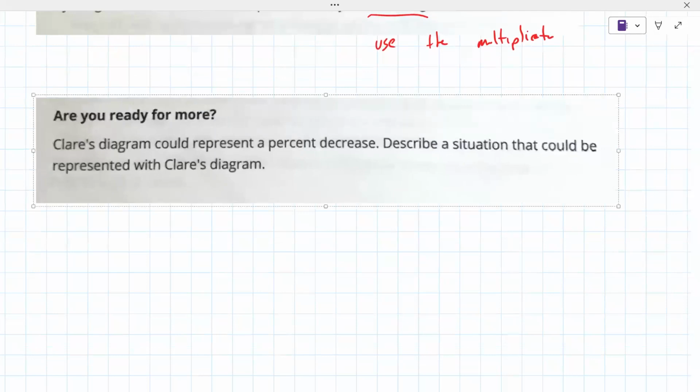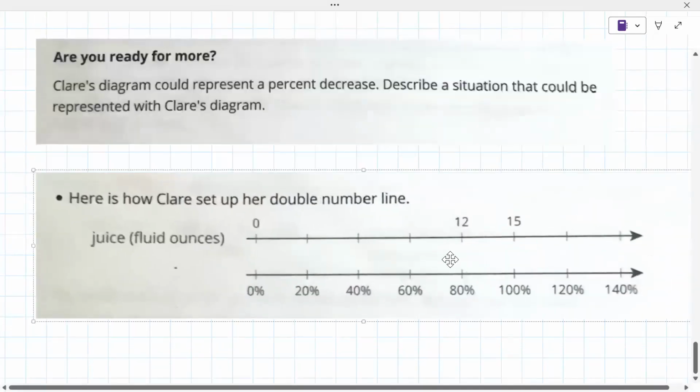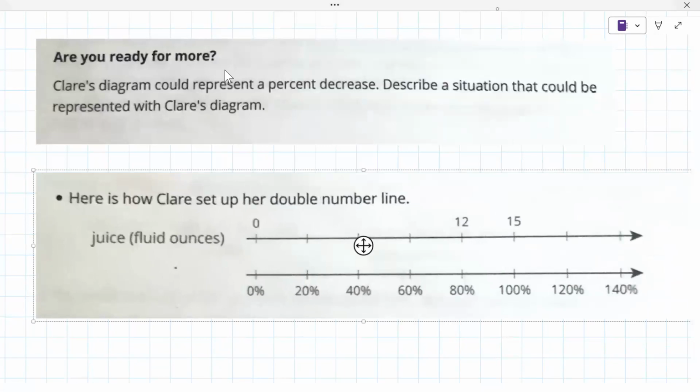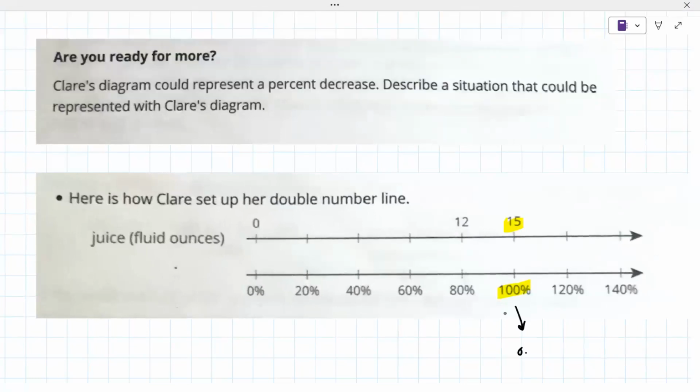Okay, so the next question says Claire's diagram could be used. So you're like, Claire was wrong. Well, Claire could be used in the following situations, which is the next part of the lesson here. We definitely would do this if we had more time. So Claire's diagram is good if 15 represents the original amount. And we were going backward, or forwards for that matter, but mostly backwards.